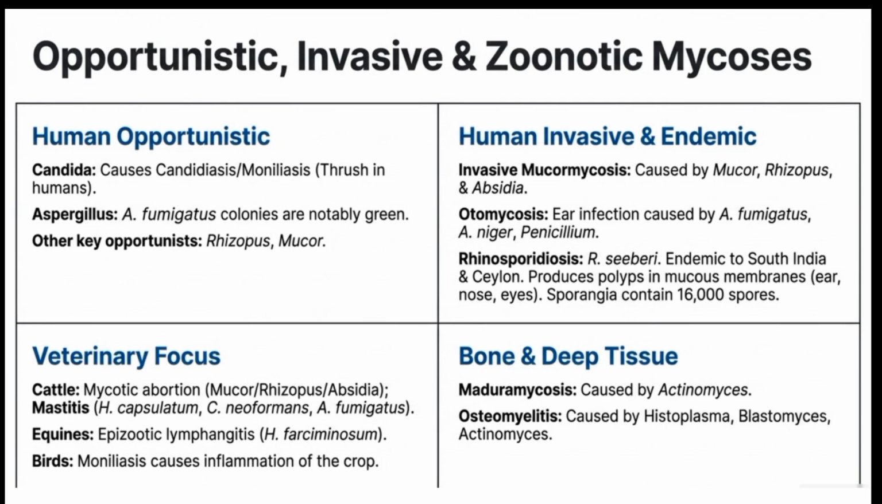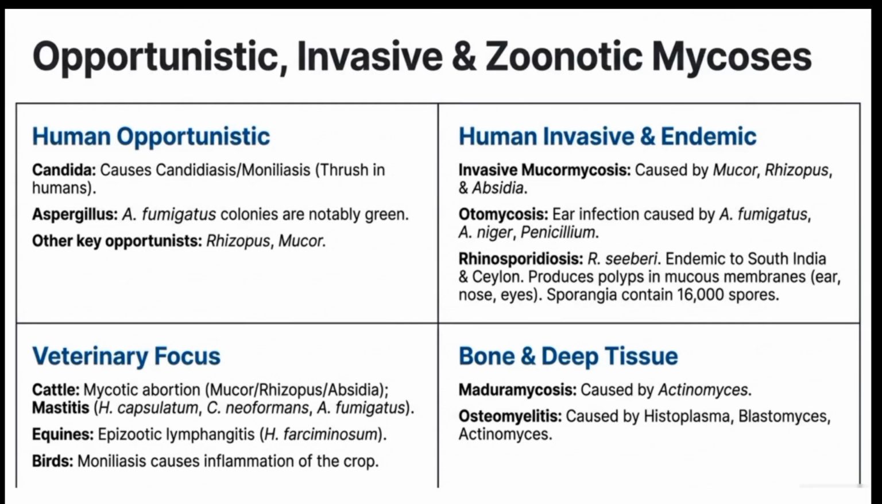Look at this one human endemic infection highlighted in the slides, rhinosporidiosis. That one is shocking. It's endemic to South India and Ceylon, and it is caused by R. seeberi. It produces these massive polyps in the mucous membranes of the nose, eyes, and ears. And the sporangia, those tiny microscopic sacs inside the polyps, contain 16,000 spores. 16,000 infectious payloads in a single microscopic sac. The math behind that payload guarantees that the moment that sporangium ruptures, the pathogen's continued survival and spread is absolute.